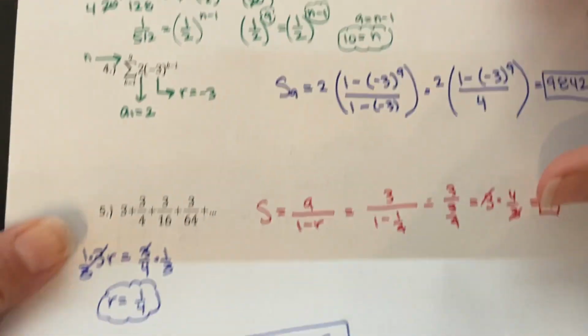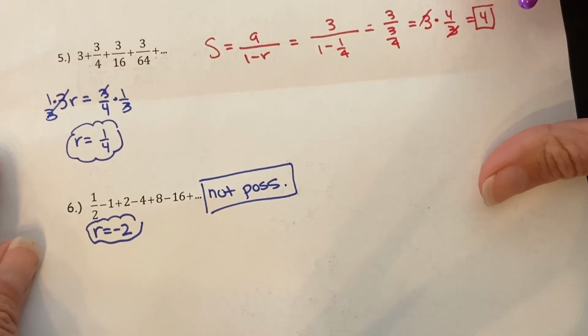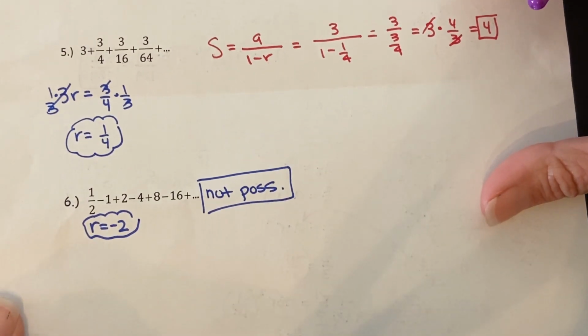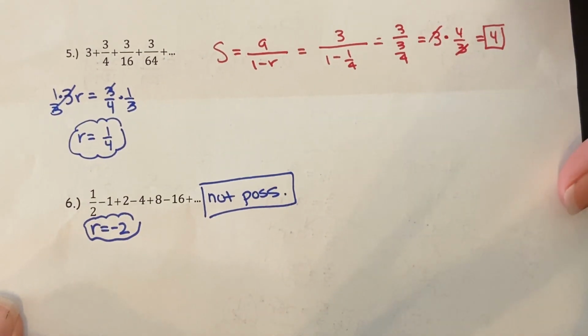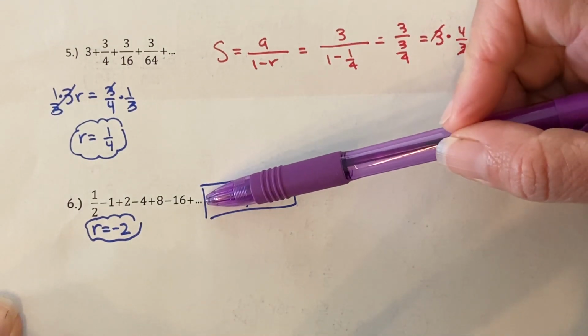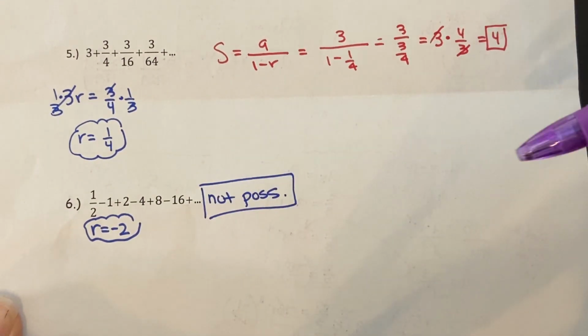For our next two, for 5 and 6, these are both infinite geometric series. The only way to find a sum of an infinite geometric series is if it converges, which means that my r has to be in between 1 and -1. If my r is bigger than 1 or -1 for an infinite geometric series, one that goes on forever, then I cannot find a sum. It's just going to keep getting bigger and bigger and bigger.